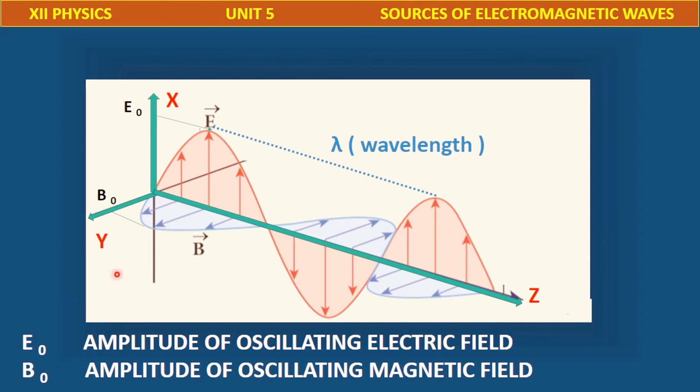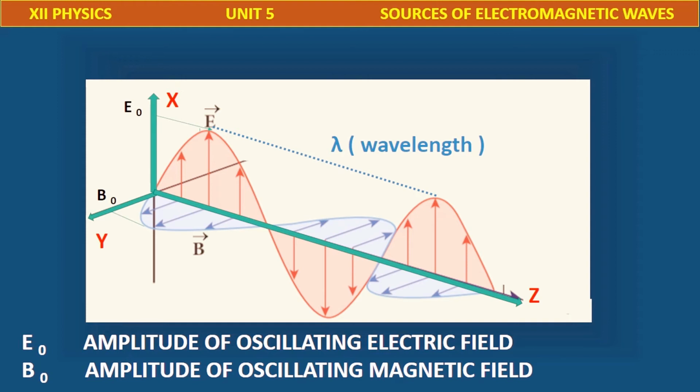This is an electromagnetic wave. The electric field vector is along the x direction. The magnetic field vector is along the y direction. Now, E naught is the amplitude of the oscillating electric field. That is the maximum displacement, called the amplitude. Similarly, B naught is the amplitude of the oscillating magnetic field. Now, the wavelength is the distance between two successive crests. This is the wavelength.